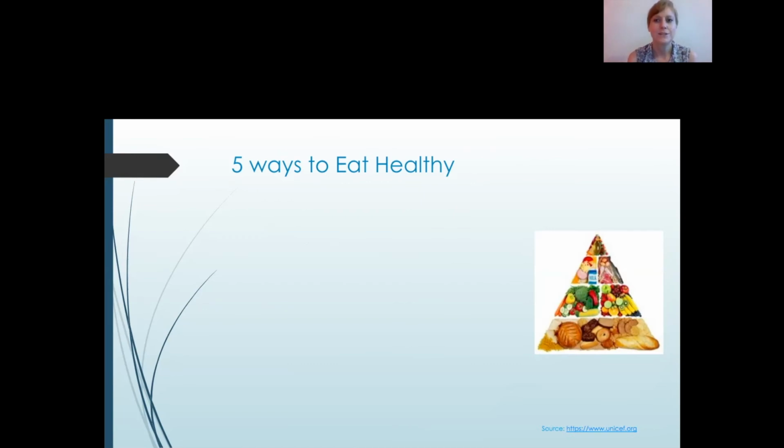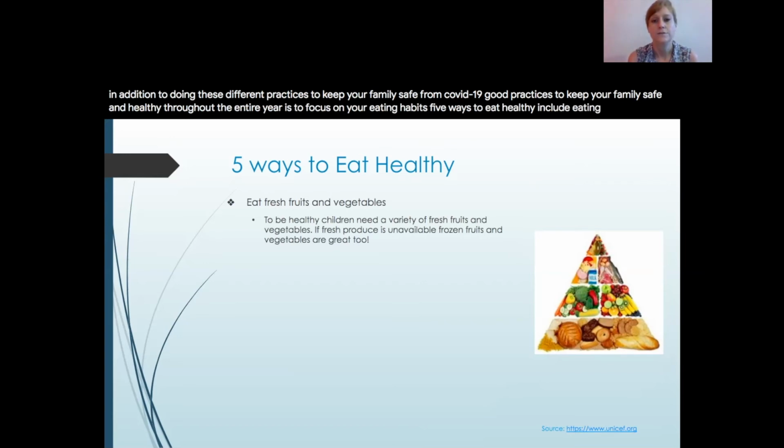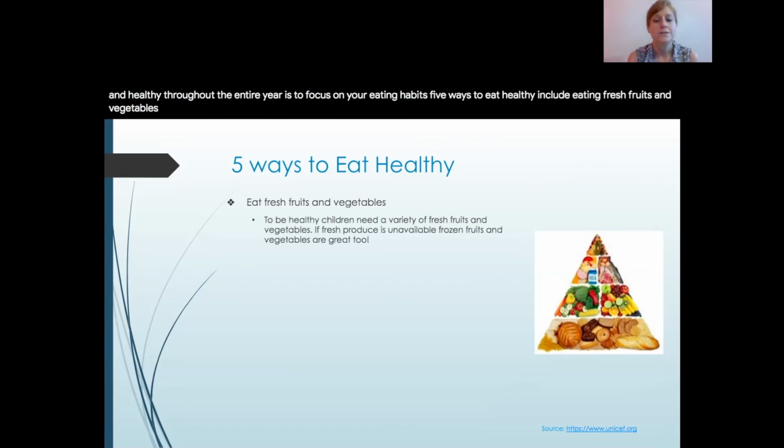So in addition to doing these different practices to keep your family safe from COVID-19, a good practice to keep your family safe and healthy throughout the entire year is to focus on your eating habits. Five ways to eat healthy include eating fresh fruits and vegetables. Children should eat a variety of fresh fruits and vegetables, and if fresh produce is not available, frozen produce is also a great substitute.